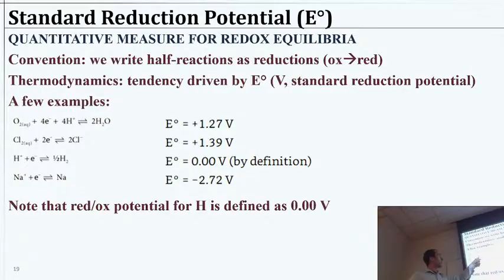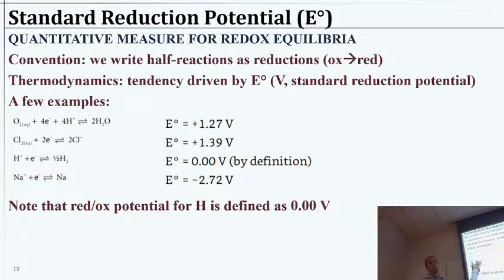Chlorine plus electrons, very likely to form chloride, Cl-. We even talked about that earlier, basically. And the standard electrical potential would be 1.39 volts, very likely.